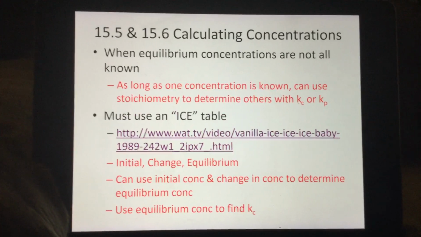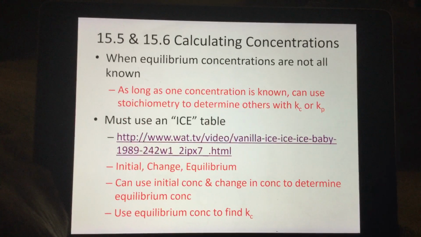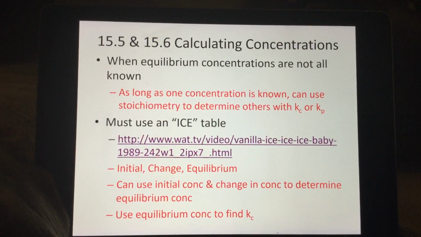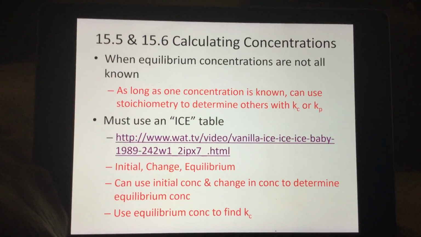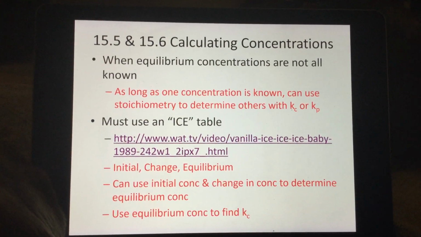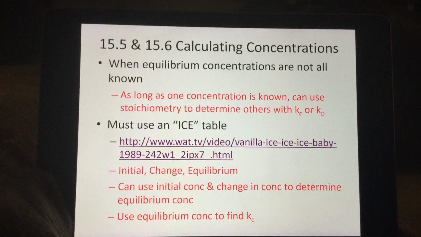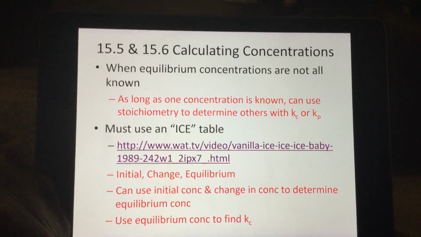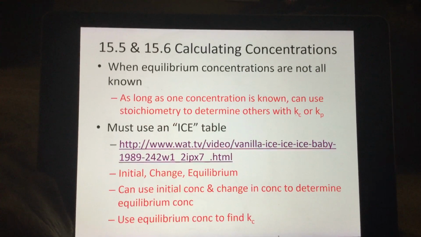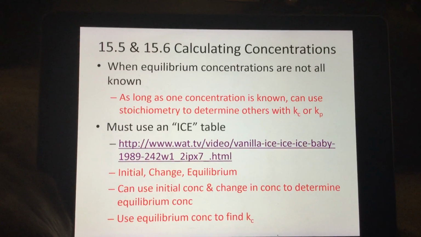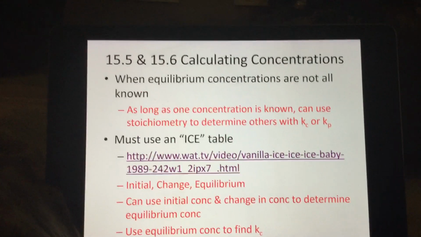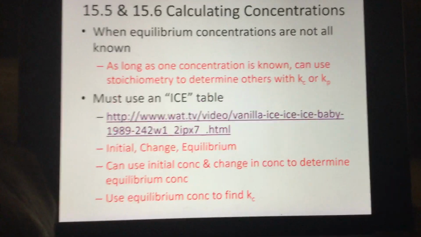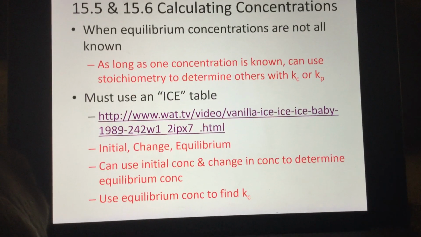And on the short answer section of the AP exam, they always want to see you set up an ICE table. You will not get full credit if you just do the algebra without showing the ICE table. So make sure you set it up, and we'll be using this all throughout Chapter 17 as well as our acid chapter in our next unit. So we use ICE tables quite a bit.